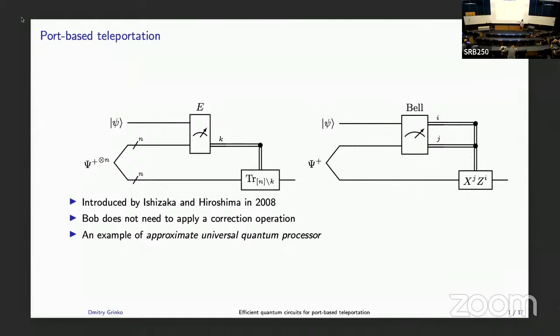How can you use port-based teleportation for this? Bob just needs to take this resource state and apply the unitary which he wants to encode, U to the power n, into it. Then this whole state will describe the program for such a unitary.